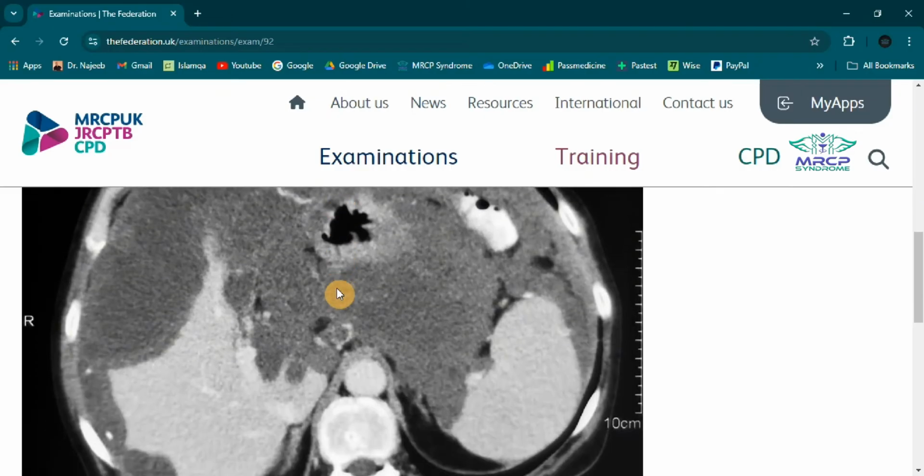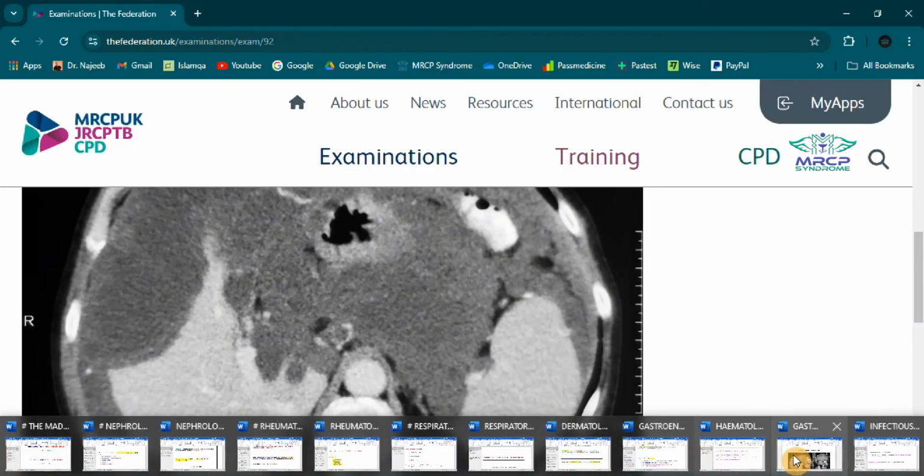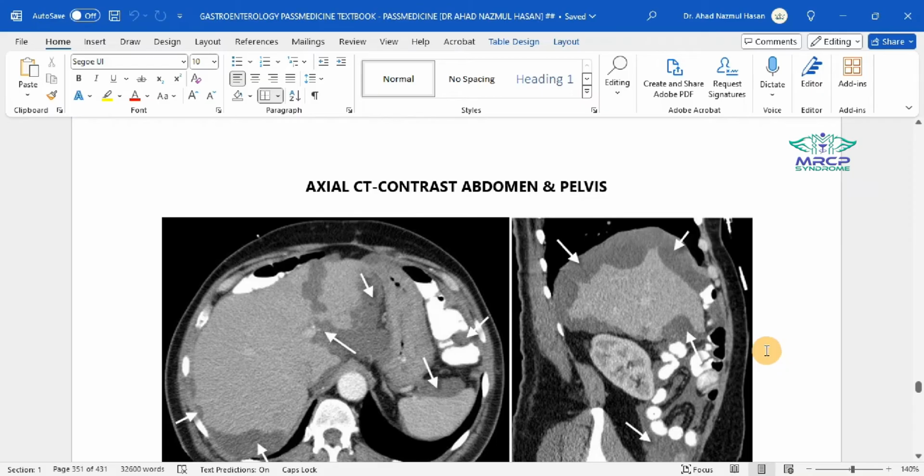This picture is a little bit difficult one, so let me show you some of the classical pictures. This is an axial contrast CT of the abdomen and pelvis. You can see there are multiple lobulated masses, look at the arrow marks. There are multiple lobulated low attenuation soft tissue masses due to the mucin deposition, which is scalloping the borders of the liver, the borders of the pancreas, as well as the mesentery.